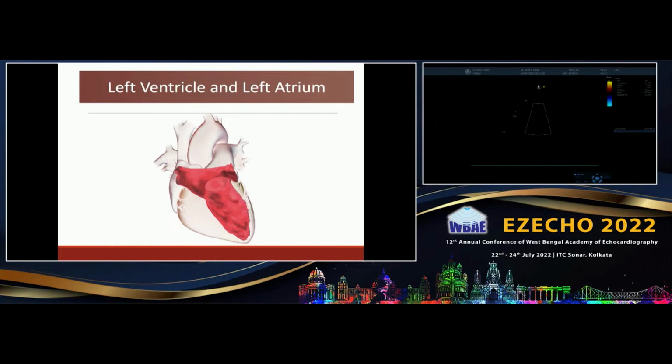So before going into the patient, for the chamber quantification, there are definite guidelines, the 2015 guidelines from the ASE, where you can quantify the left ventricle, the left atrium, right ventricle, right atrium, aorta, and everything is defined now.